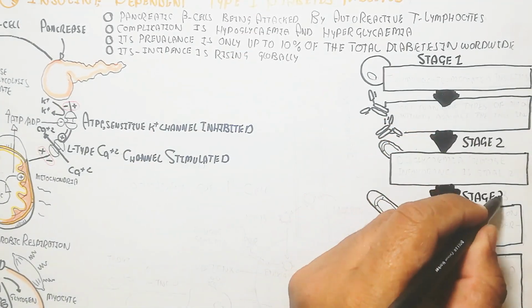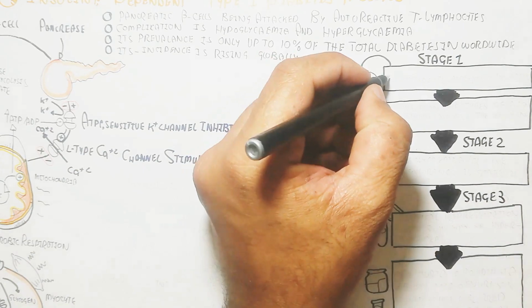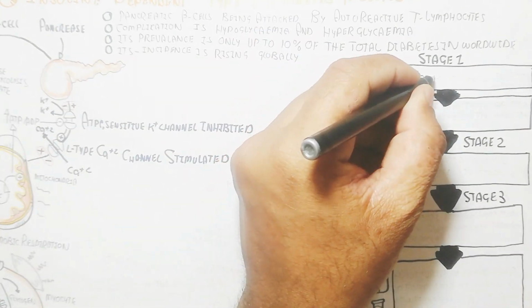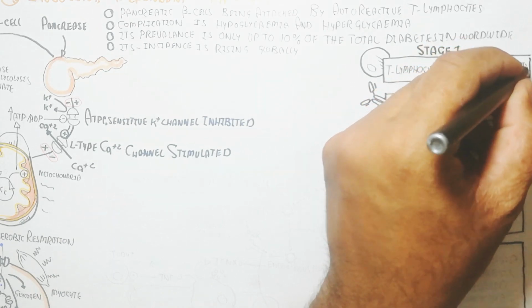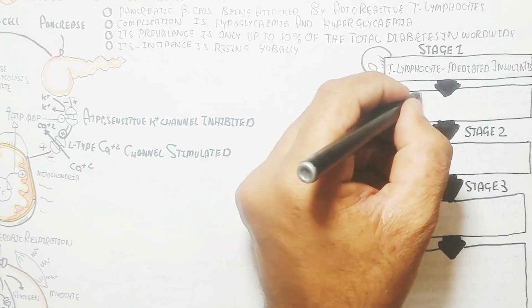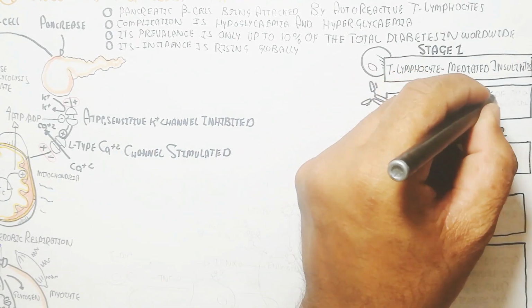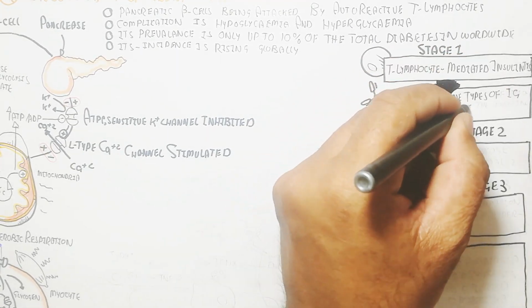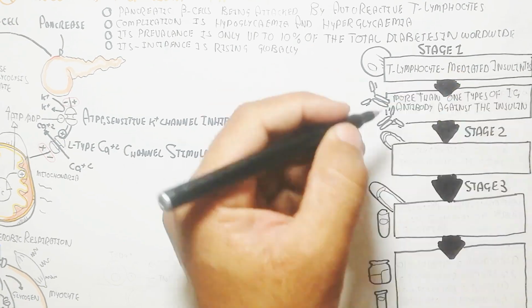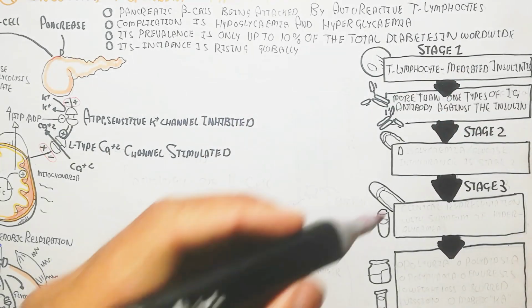Let's understand the stages of insulin dependent type 1 diabetes mellitus: stage 1, stage 2 and stage 3. Stage 1 involves T lymphocyte mediated insulitis. In this way, T lymphocytes are activated, and more than one type of immunoglobulin antibody against the insulin produced by the beta cell will be produced. The activation of T cells will trigger the B cell.